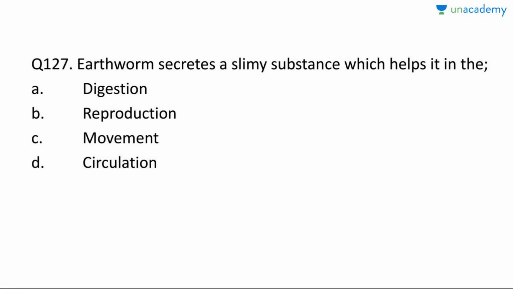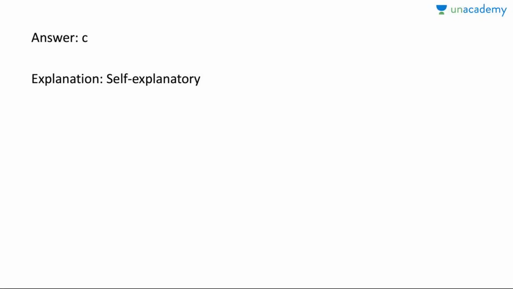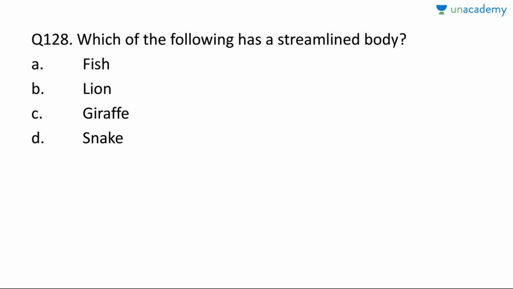Question 127. Earthworm secretes a slimy substance which helps in which of the following? So this slimy substance will help in the movement of the earthworm. Okay. So here the answer is C. So it will help the worm to go through the soil very quickly and easily. Answer here is C.